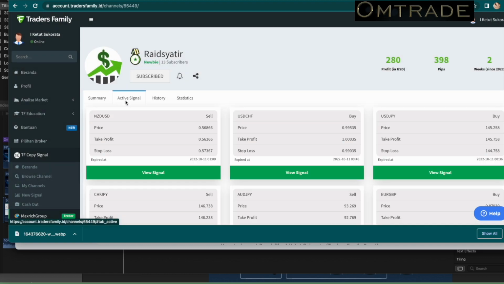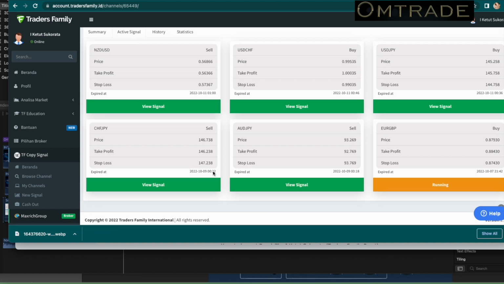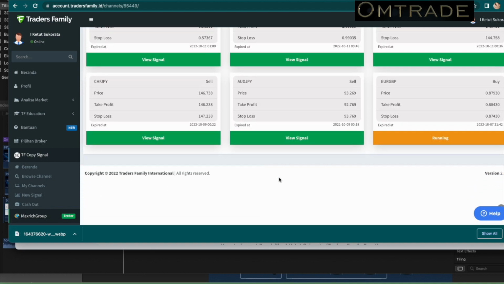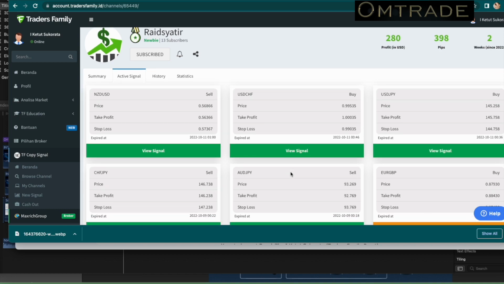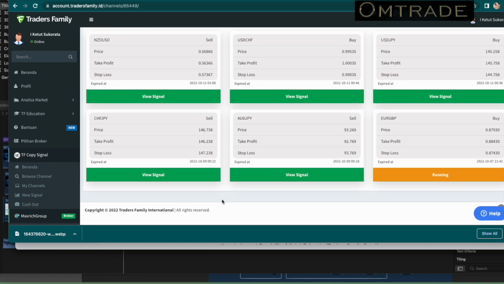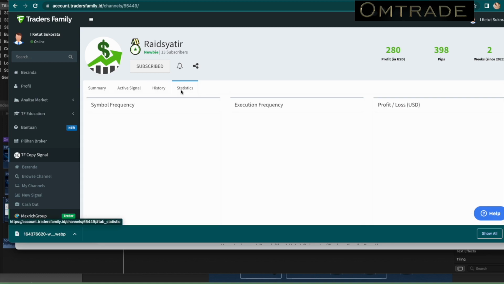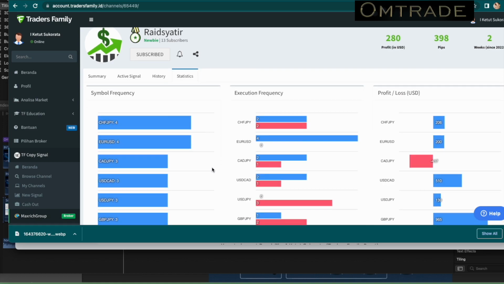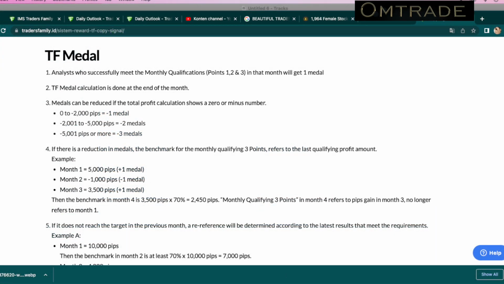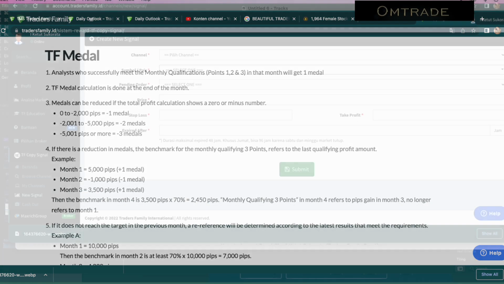Number 5: if it does not reach the target in the previous month, our reference will be determined according to the last result that meets the requirements. Example A, month 1 is like this. Month 1: 10,000 pips, then the benchmark in month 2 is at least 70% times 10,000 pips, which means 7,000 pips.